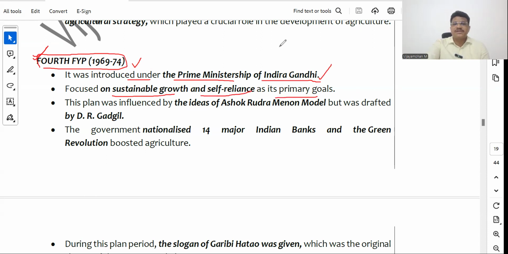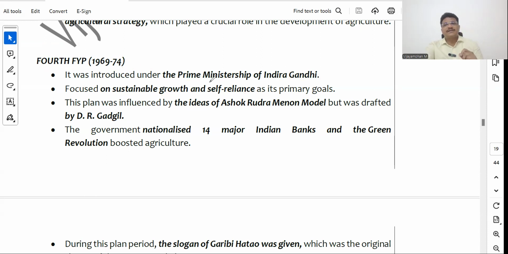See, in each and every plan, questions were mainly focused on what the objectives of the plan were, what important events occurred during that plan, whether the plan succeeded or failed, and whether the plan achieved the intended target growth rate or not. If you see the previous year questions, they were mainly focusing on these topics, right? Okay, now it focused on sustainable growth and self-reliance as its primary goals.